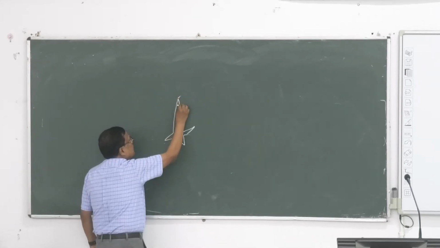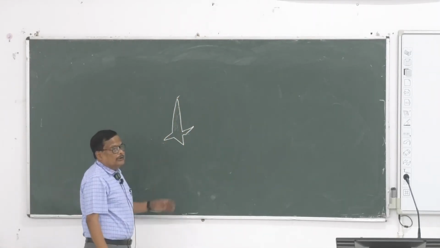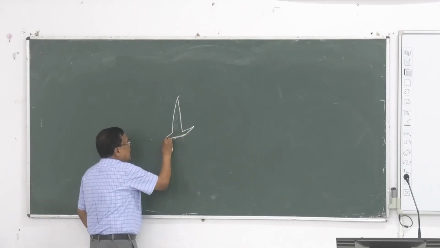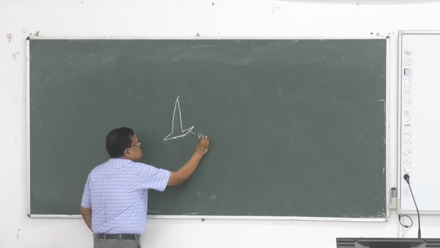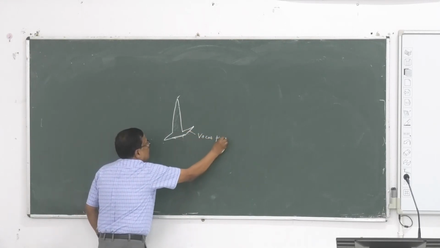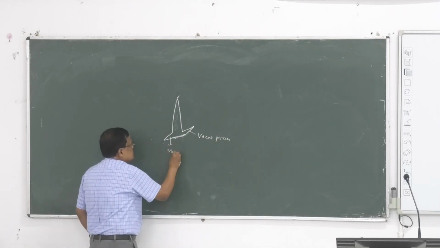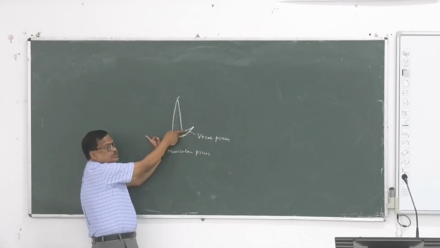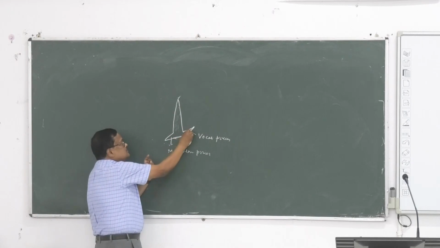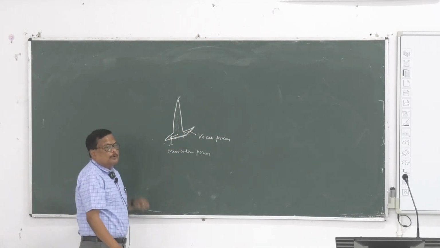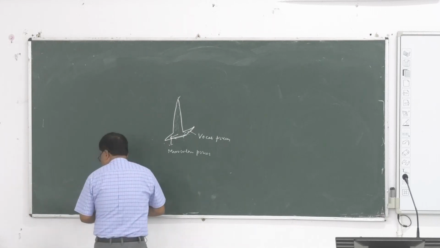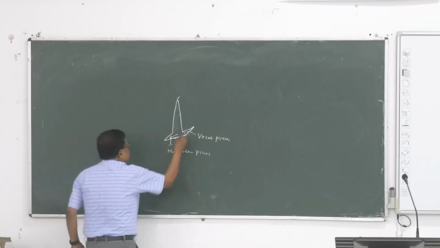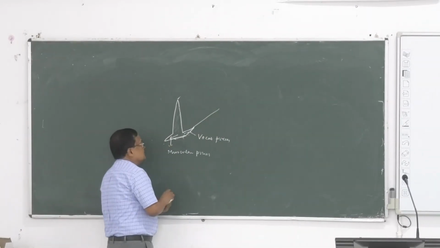Arytenoid cartilage has got a tip, a body, surfaces, anterolateral, posterolateral surface, and 2 processes, that is the vocal process and the muscular process. And they are directly opposite. Look, vocal process, muscular process. Why is it called the vocal process? Because a ligament is attached here, one on either side.